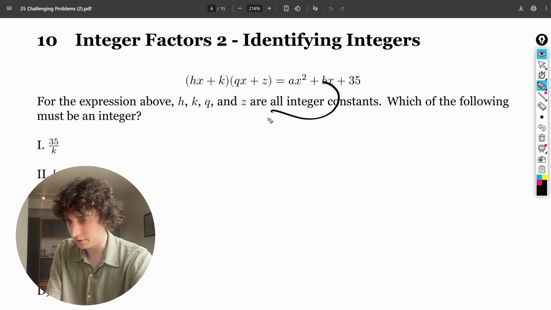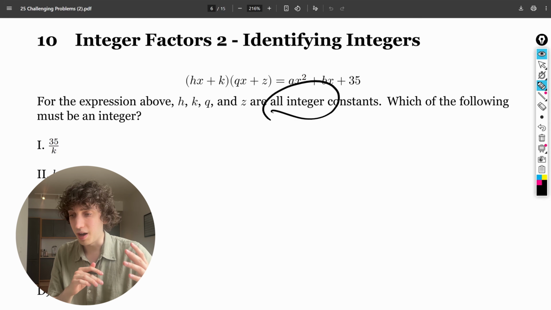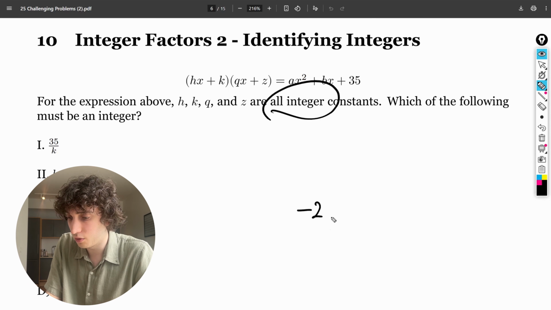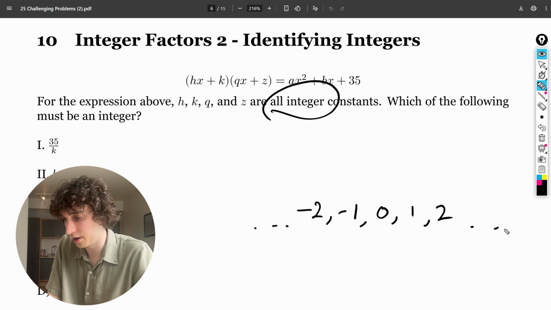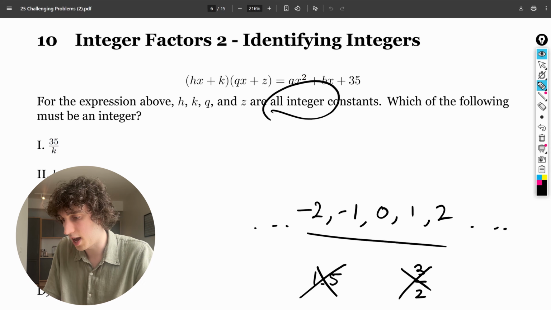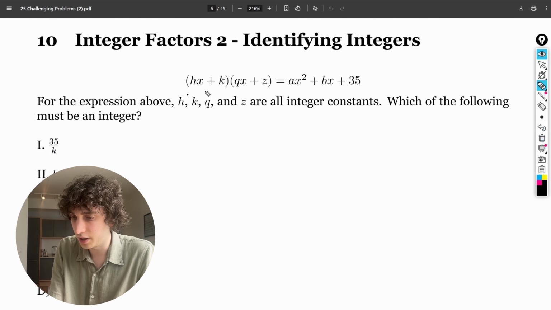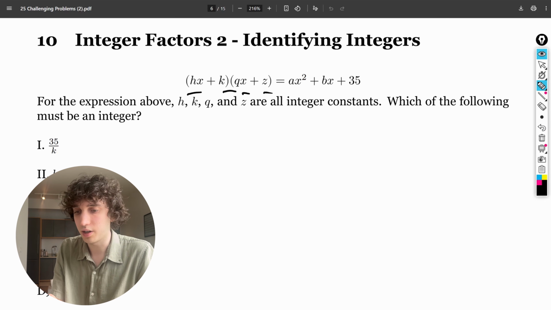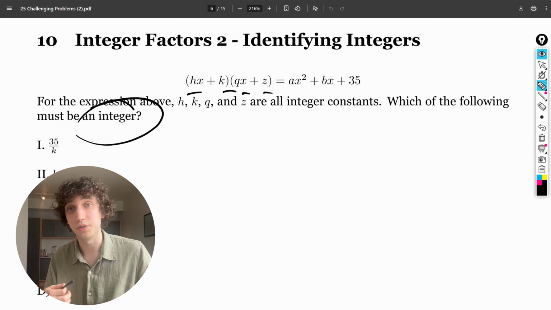Next up, we have an integer constant problem. So first, let's define what an integer is. An integer is a positive or negative whole number, or 0, right? So -2, -1, 0, 1, 2, etc. 3 over 2, fractions are not integers. 1.5, decimals are not integers, right? They have to be whole numbers. And so we're told that h, k, q, and z are all integer constants and asked which of the following must also be an integer.